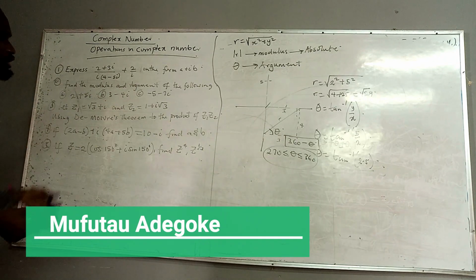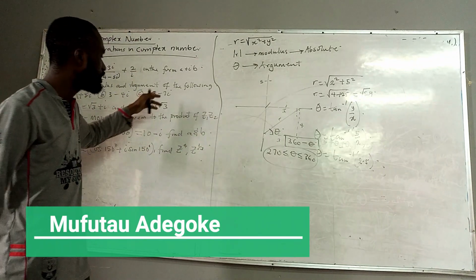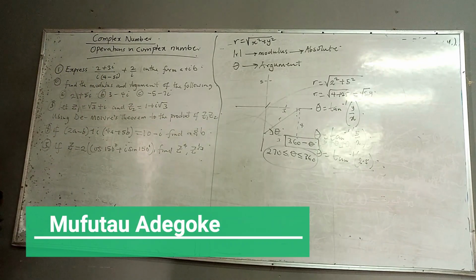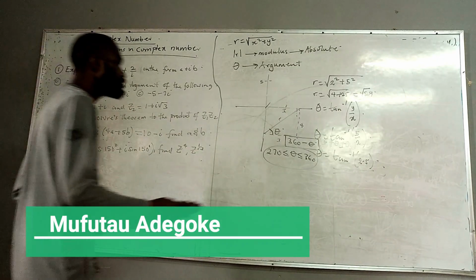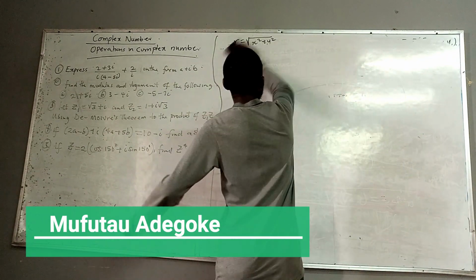The third one, negative negative, it means it's going to fall under the third quadrant, because your x is negative, your y is negative. That is how to tackle question 2. Now let's look at question 3.